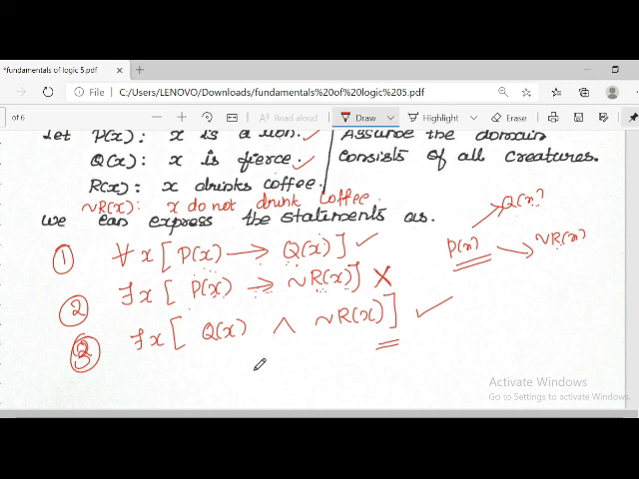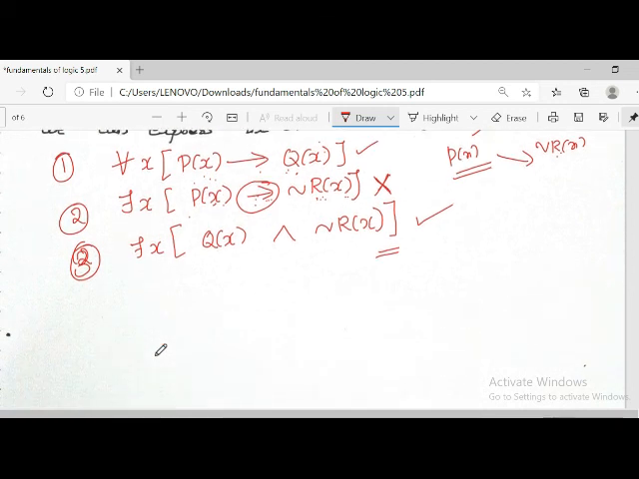So if P of x implies R of x, it means if it is a lion then it does not drink coffee. That is the meaning, but we cannot give a conditional statement here because some lions drink coffee and some do not. So this connective word is not possible here. Therefore this can be rewritten as for all x, P of x implies Q of x. This is true.